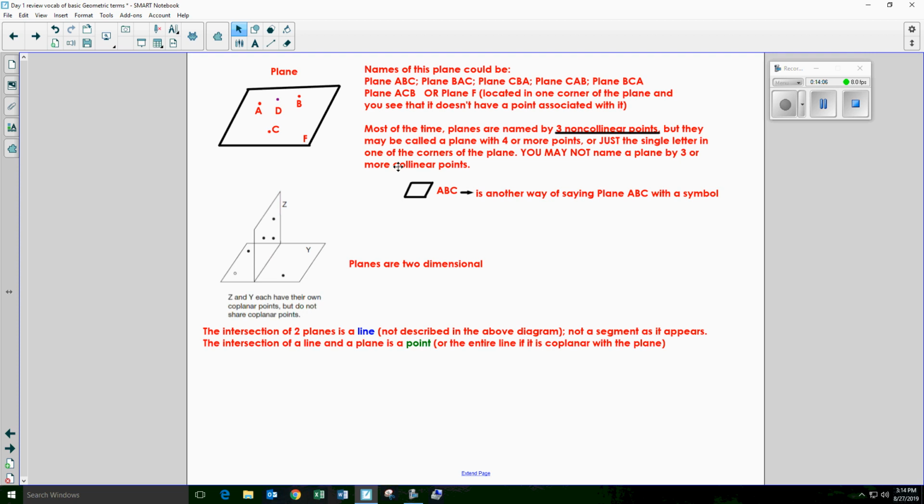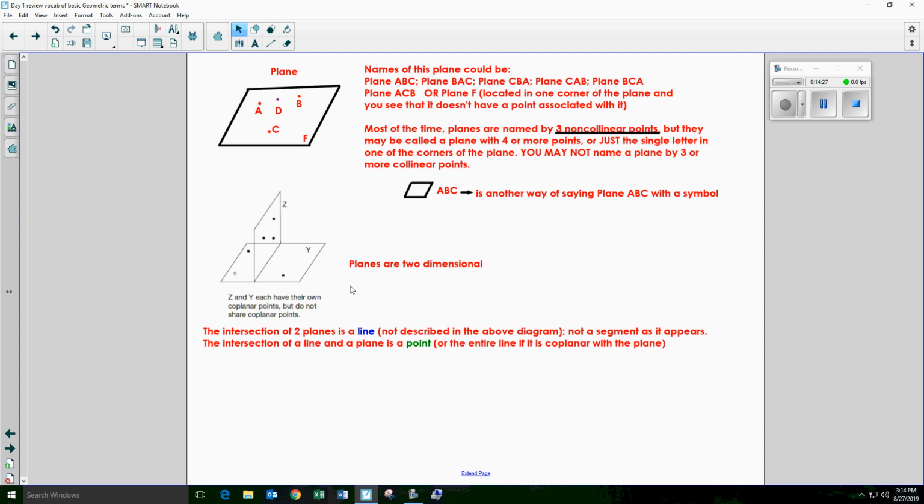The other way is if there's a capital letter in one of the four corners, with no point next to it. Notice there's no point, just the letter by itself. Then I could also call it plane F. That's why I see right here, plane F, located in one of the corners, with no point associated with it.